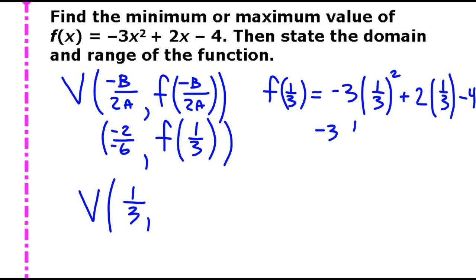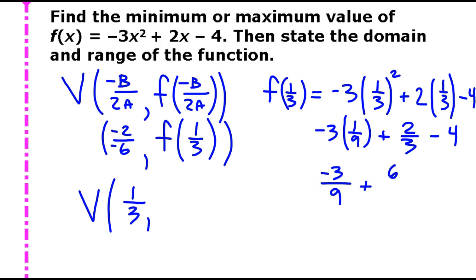Austin Powers. -3 times 1/9 plus 2 times 1/3 is 2/3 minus 4. Let's get common denominators here. -3 times 1/9, that's going to be -3/9. I'm just going to go this route. I know it's a little redundant, but I know some of you might get lost if I reduce that. So -3/9, which reduces, of course, but let's just go in ninths. 2/3 is how many ninths? 6/9.